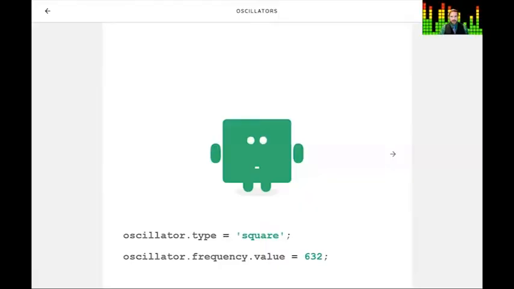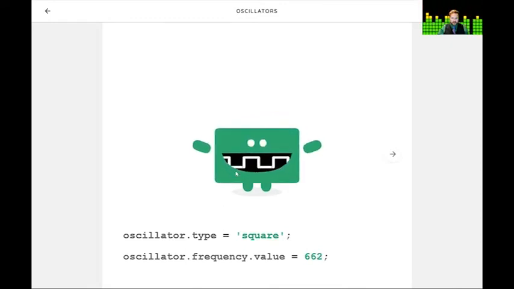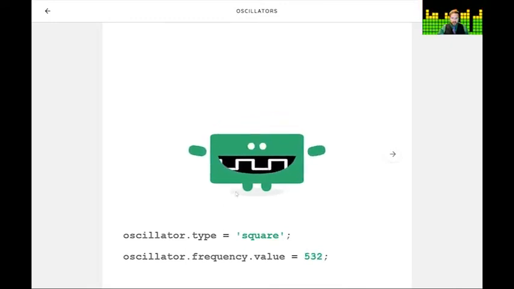If you're a fan of electronic music or synthesized music in any way, shape, or form, wavelengths actually look different, and different shaped wavelengths make different sounds. So we're going to look at a couple of different ones, different oscillators. So the first one we're going to look at is a square wave. So notice you're going to look at the mouth of this weird square monster here. See the square shape?